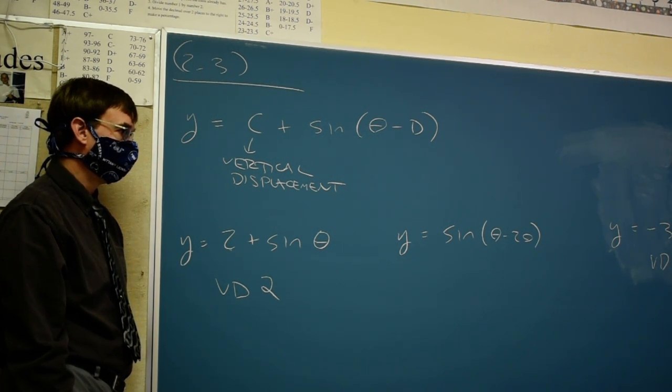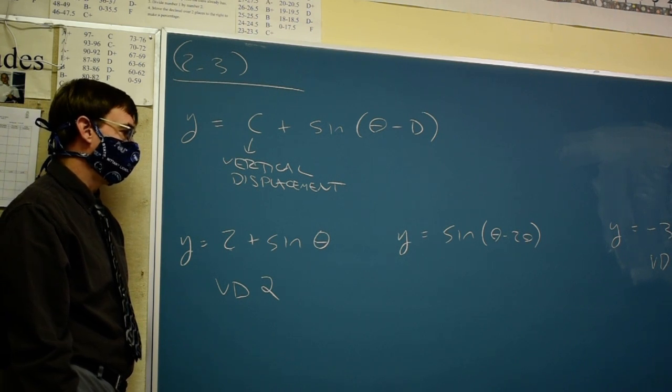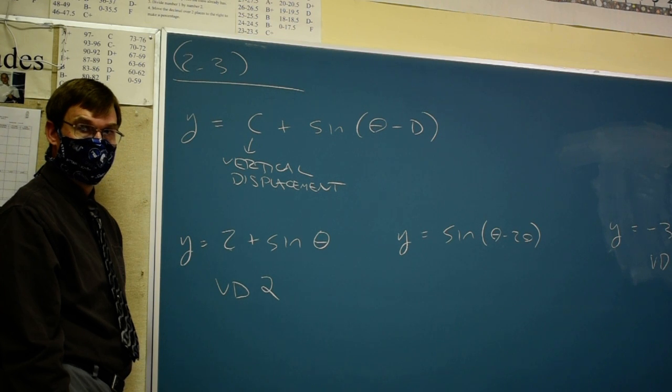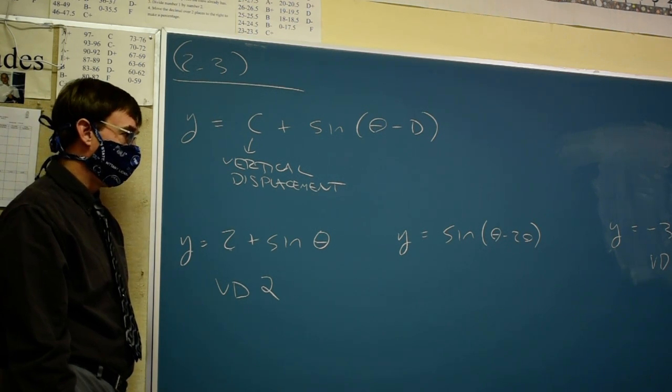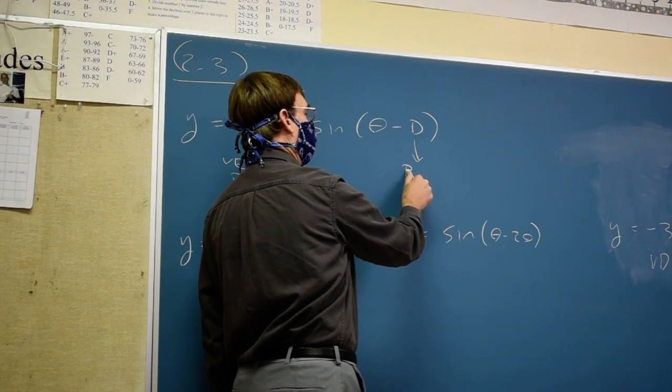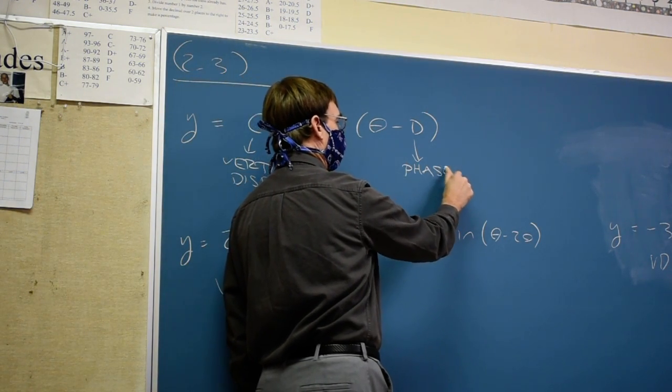What we're putting in is sine x minus 20. So y1 is just sine x. y2 would be sine parentheses x minus 20. And if it went right 20 degrees. It did go right 20 degrees. This number is going to be a thing called the phase displacement.